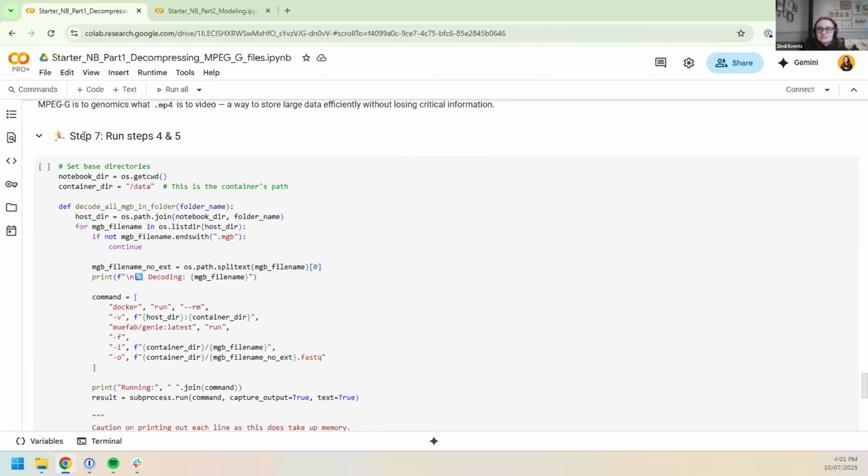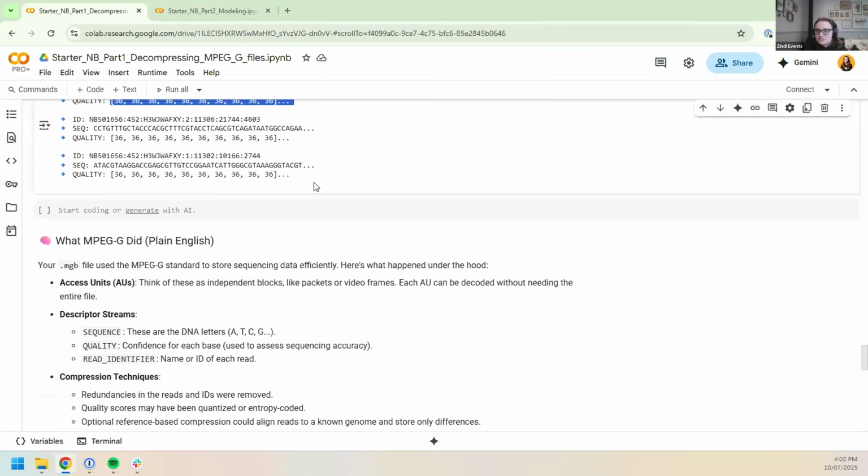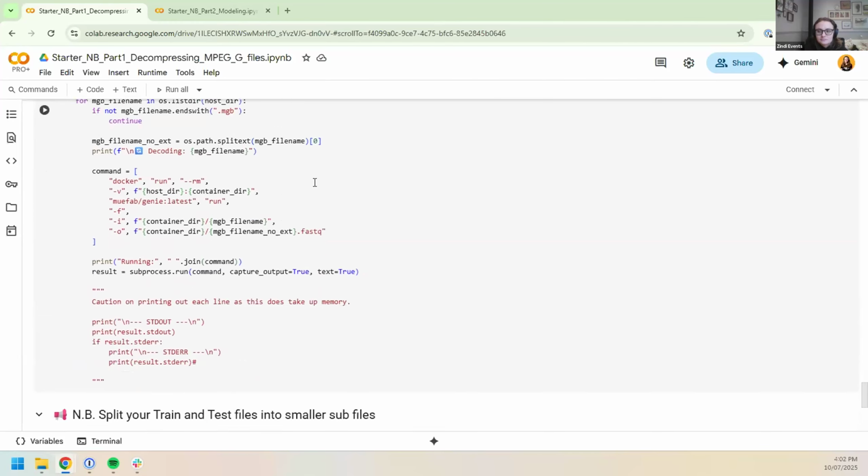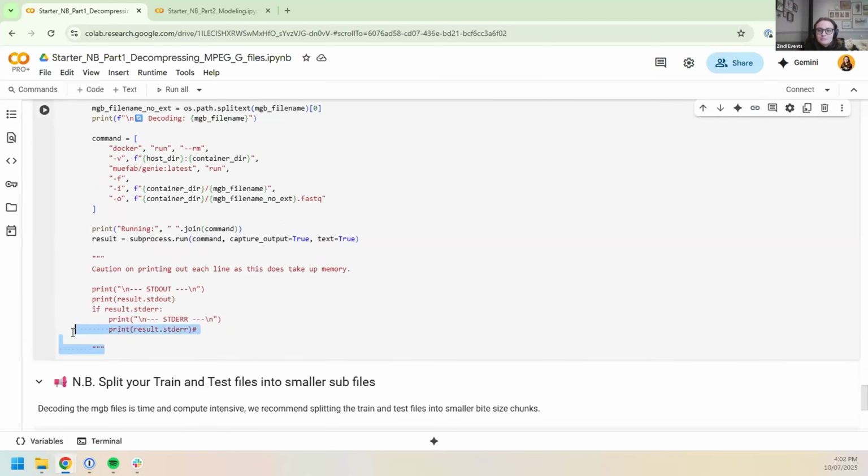So this is step 7. It's exactly what I've shown you over here. It just goes a lot faster. Remember when we printed out that really nice Genie statement that had Genie in cool text? I've commented it out here because there's a caution when running this, as it takes up memory just in your notebook, your Jupyter notebook. So don't print it out every time.